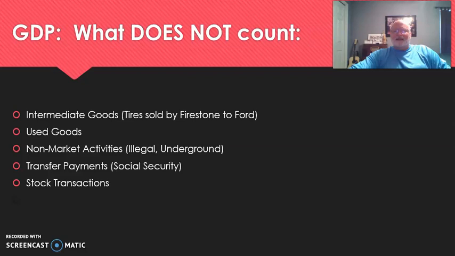All right, stock transactions. If you buy stock, nothing has been manufactured. Now, the stockbroker's commission is a service. His commission, how much you pay the stockbroker, would go into GDP. He or she has provided a service. But the actual buying of stock does not go in because nothing has been made.